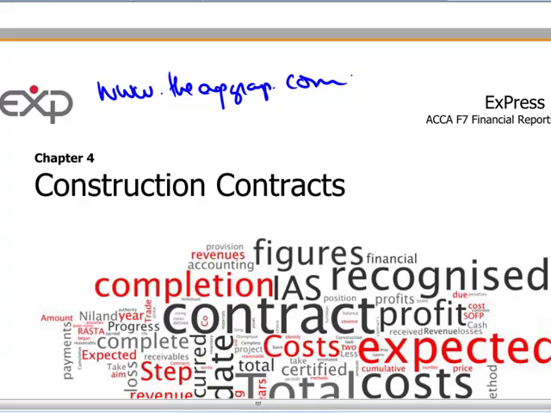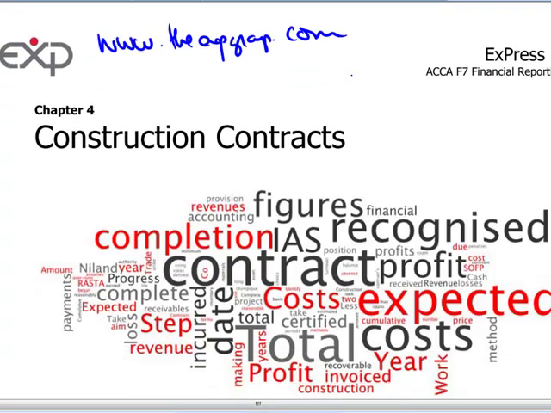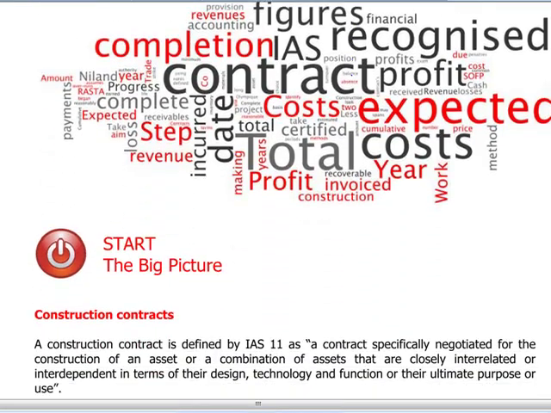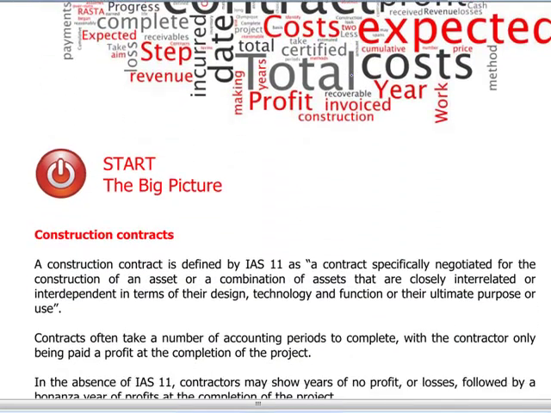Now we'll focus on chapter 4, which actually deals with construction contracts. It's merely an application of the IAS 18 revenue recognition, which we covered in one of our previous videos.